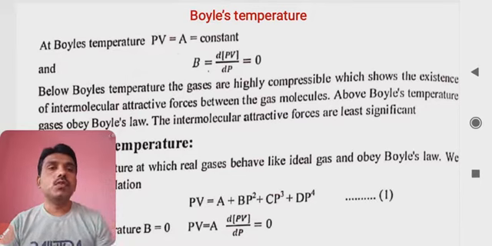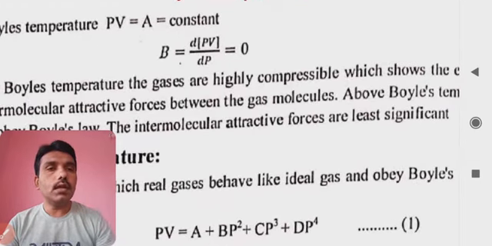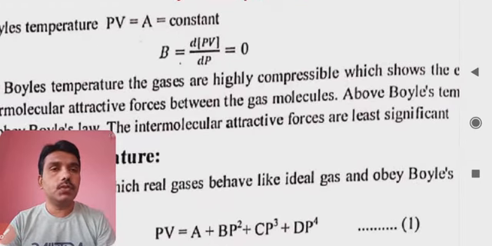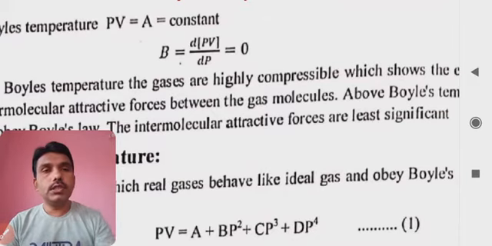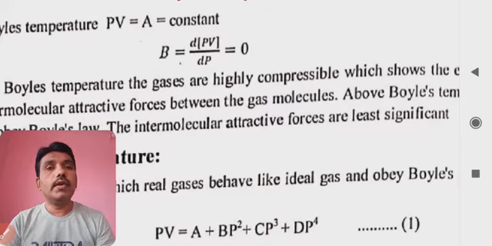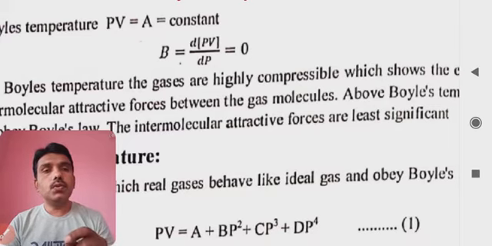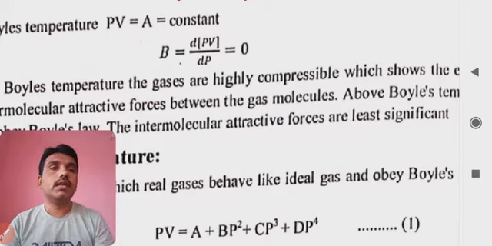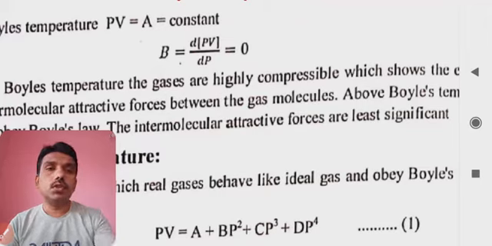It is not meaning to be zero, but the zero means no change, that is the constant. So PV is equal to A, in that case B is equal to dPV by dP. This is the relation developed with the differentiation with the Boyle temperature. B is equal to dPV upon dP is equal to 0. Why is it 0? Because it is constant. We already said this ratio PV by P will be constant, there will be no change, and that's why dPV by dP is equal to 0.